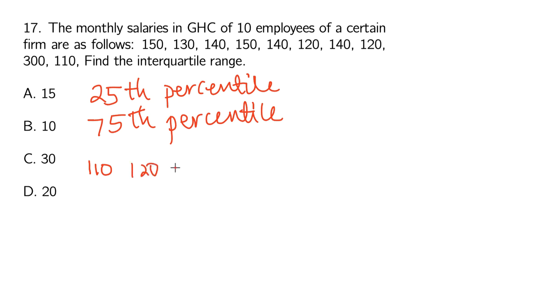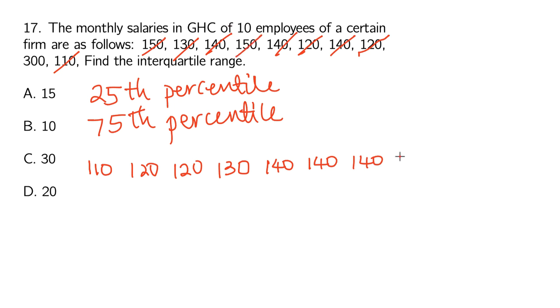We have more than one of those. We can cancel it out. 110 is gone, 120 is gone, 120 is gone. The next is 130. So we have 130. Then we have 140, 140, 140. Let's cancel them. 1, 2, 3. The next one is, we have two 150s.